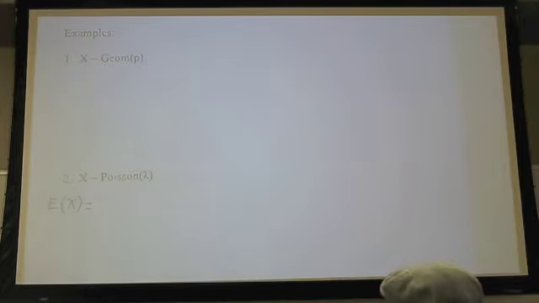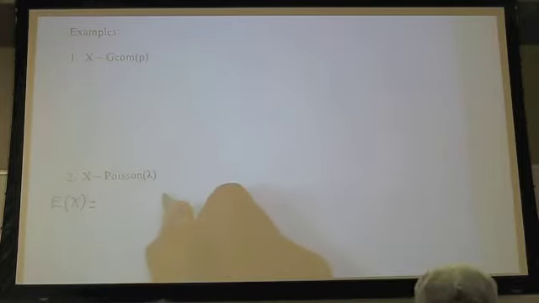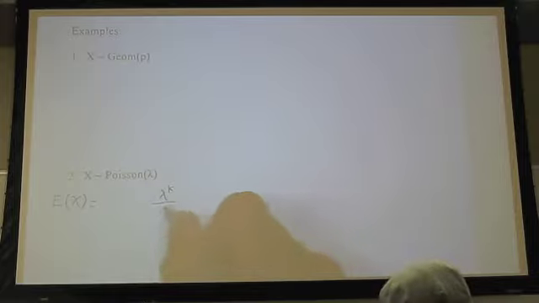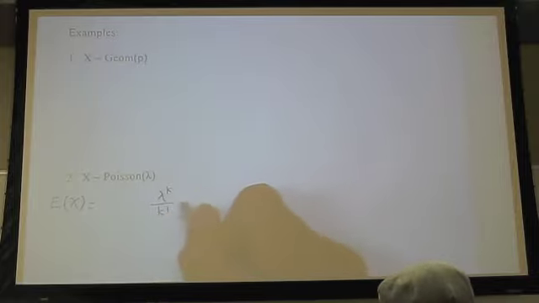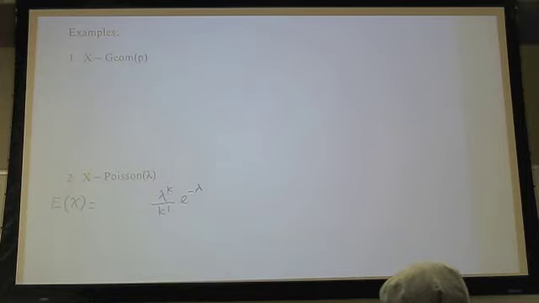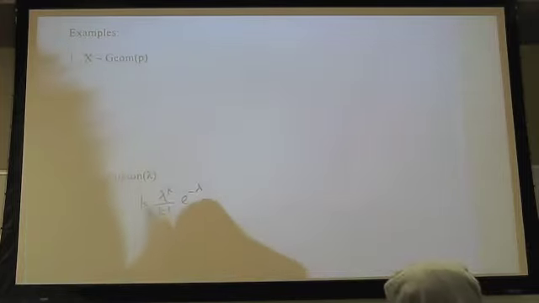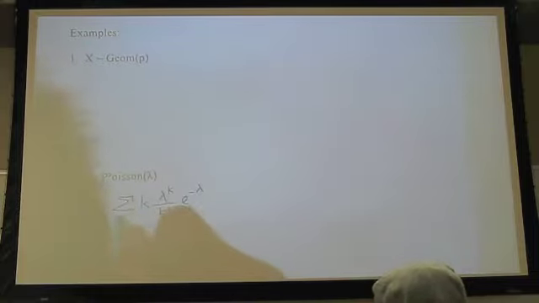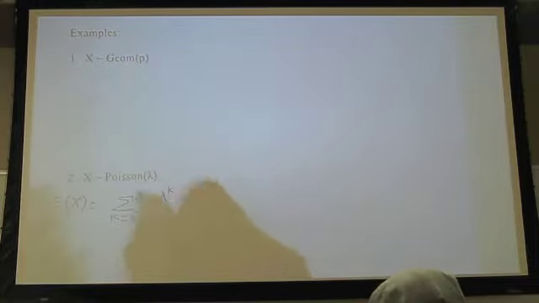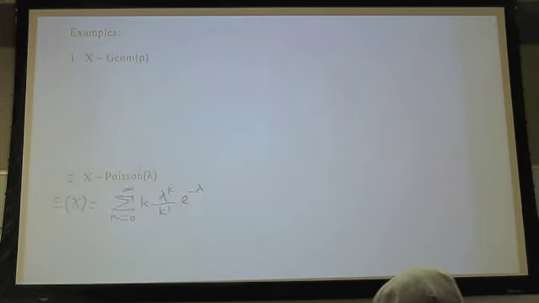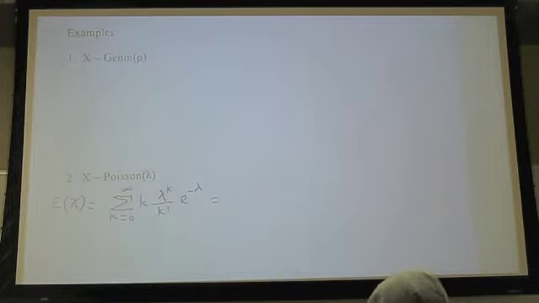So let's put it down right here. This one is lambda to the k divided by k factorial times e to the minus lambda. Right? So now what do I have to do? That is the frequency function. I need to multiply by k and then sum over k. Right? Okay, so I'm going to multiply by k right here and then sum over k, and k starts from 0 to infinity. So far so good? Now, let's compute this.